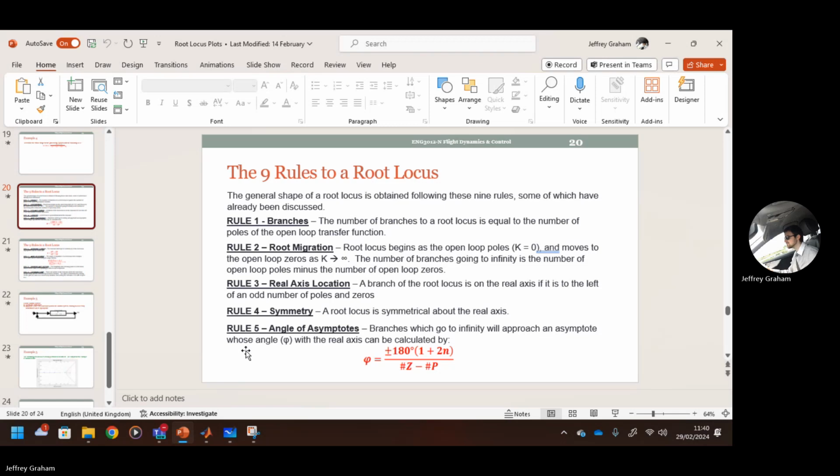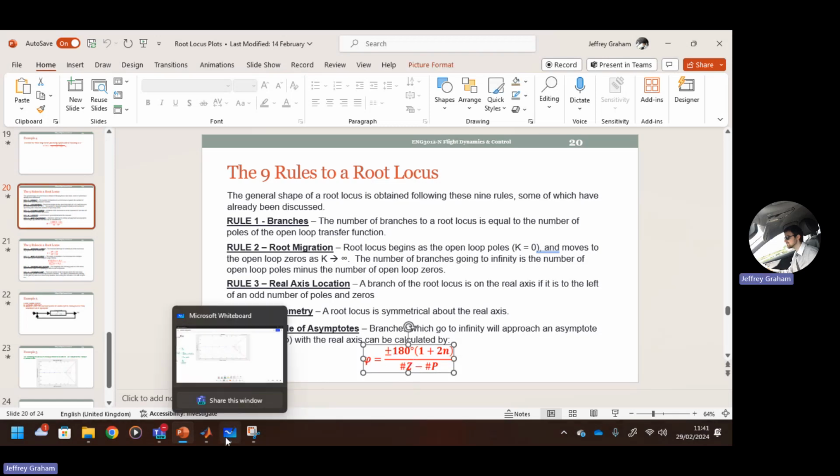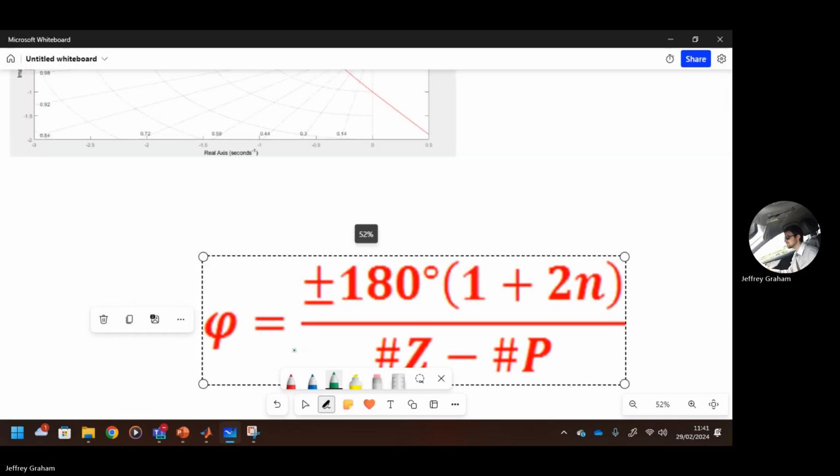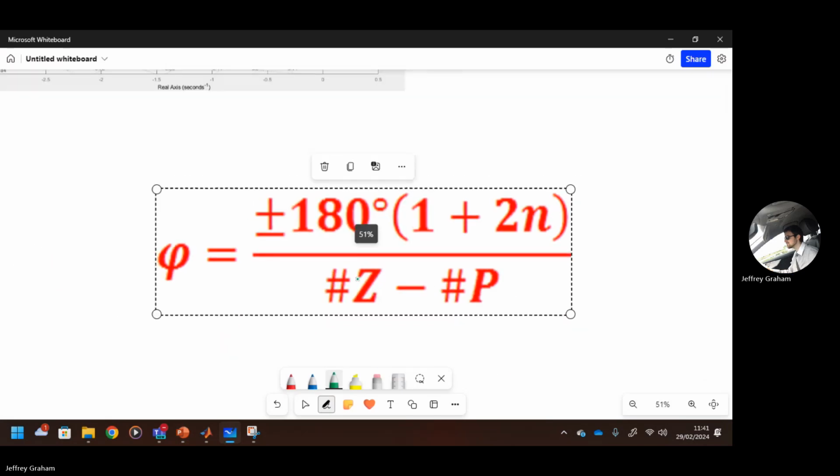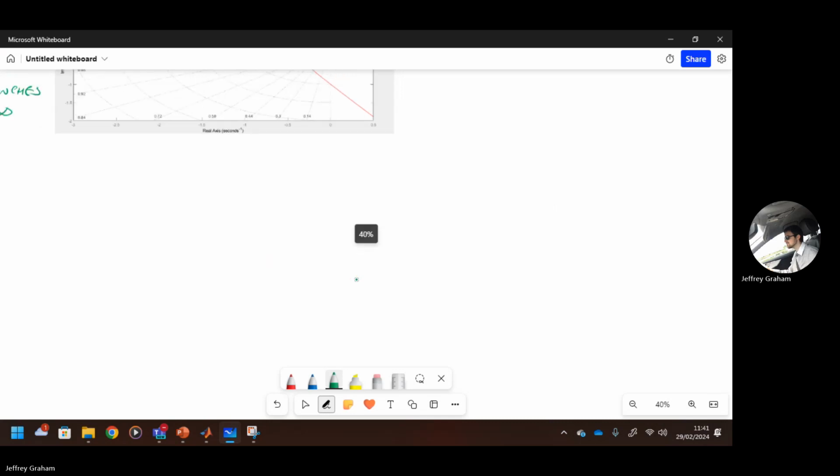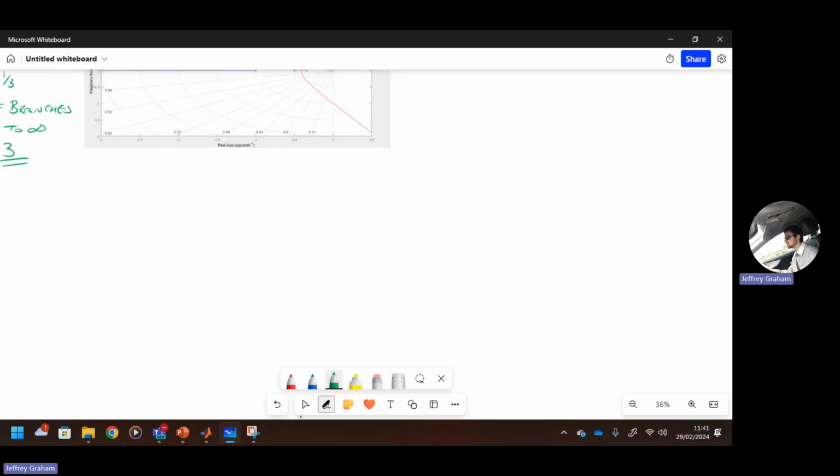Right. 5 and 6, I'm going to do the calculations for and then prove it, because they're connected. So number 5 says the angle of asymptotes. All 3 of those branches go to infinity and there'll be an asymptote for each of them. The angle of that asymptote is calculated by this. I'll just handwrite this one.